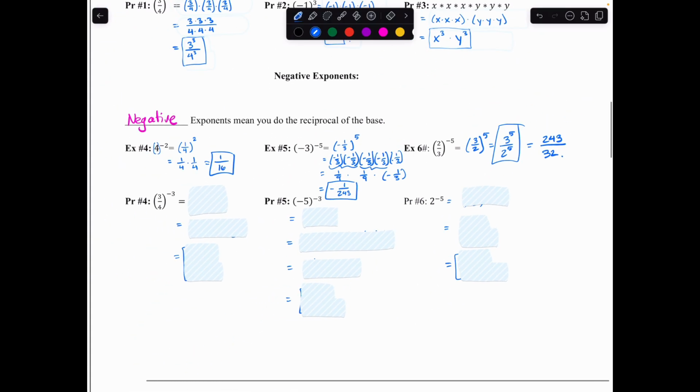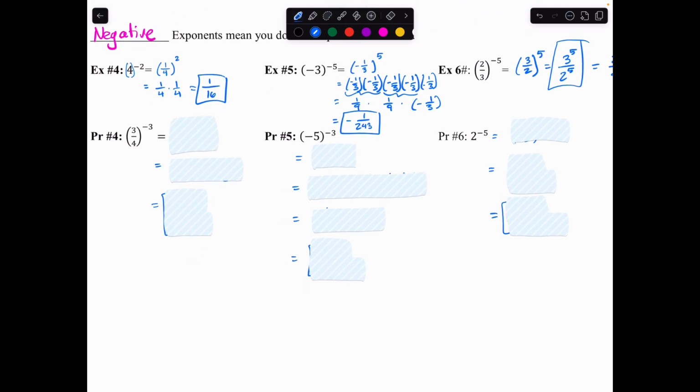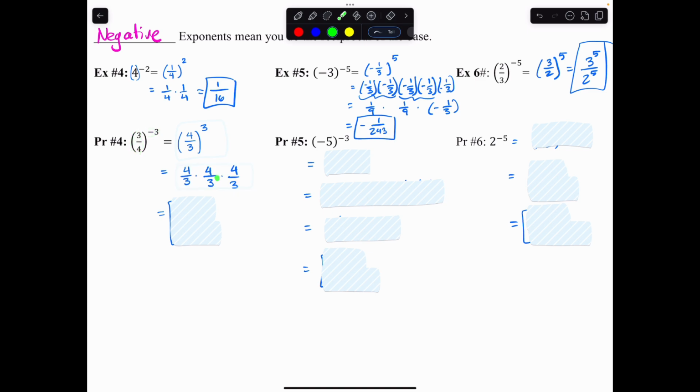Try practice problems 4, 5, and 6, and then come back and check your work. Okay, so practice problem 4. We're going to flip the base and make the exponent positive. So that's 4/3 times 4/3 times 4/3, or 4 cubed over 3 cubed.